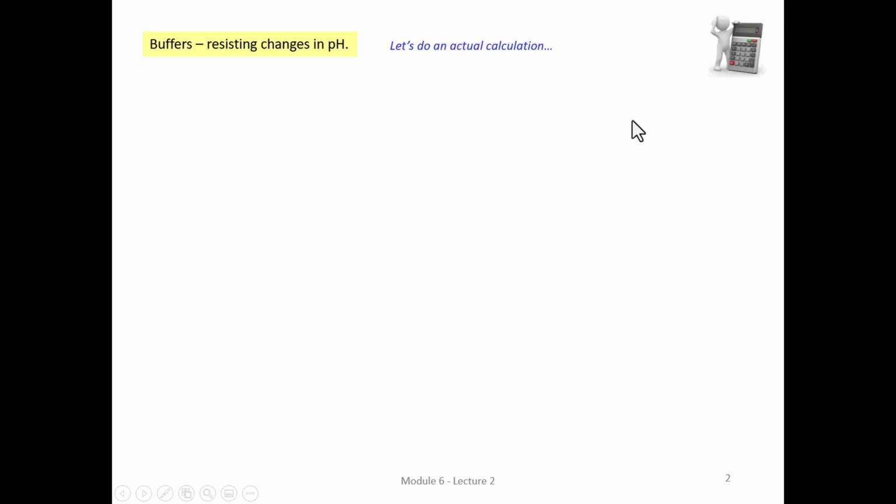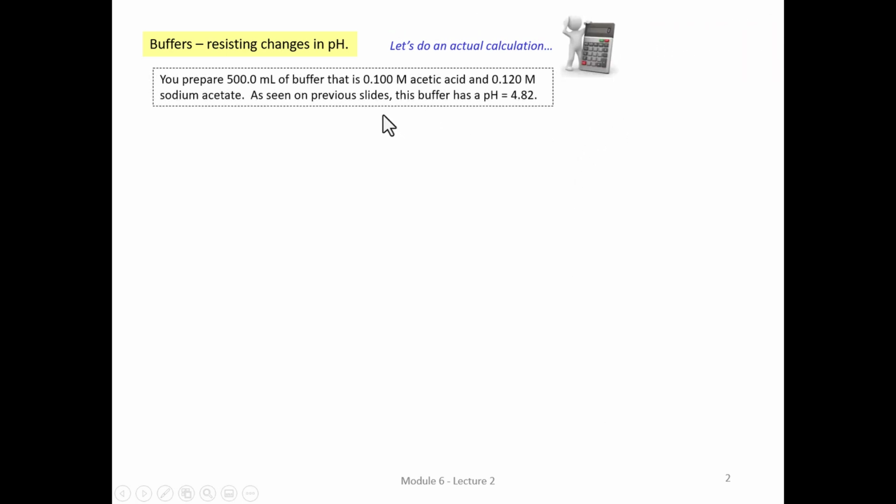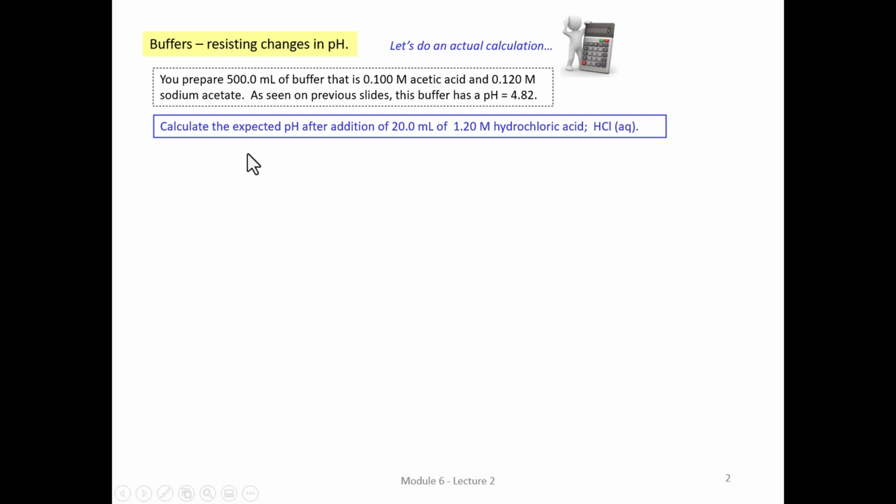Let's do an actual calculation. Suppose you prepare this 500 milliliters of buffer that's 0.1 molar in acetic acid and 0.12 molar sodium acetate. As you saw in previous slides, this buffer is a pH of 4.82. So what we want to do here is calculate the expected pH after addition of 20 milliliters of 1.2 molar hydrochloric acid. Now here, of course, hydrochloric acid is a strong acid. The chloride that results from this will be a spectator. We're only interested in the hydrogen ions being added.